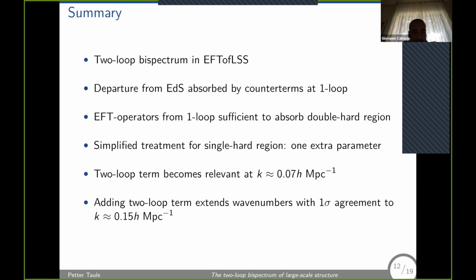Oh, yes, Misha, please. Yeah, thank you, Peter. Great talk. I had a question about this simplified treatment. In principle, you said that for the N-body simulations you're using, if your data set is only the bispectrum, then it's enough to have only one additional counterterm to fit the data. But in principle, if you were to go in full generality and write down all possible operators that can appear in the stress-energy tensor at order two, how many counterterms would you find?